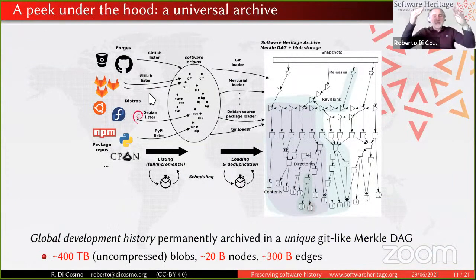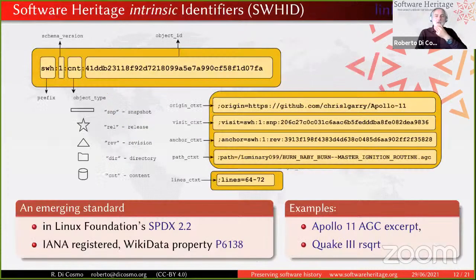By the way we build this graph, which uses deduplication and cryptographic signatures of all the components inside, following the Merkle construction, we are actually able to associate to every single component in the graph, every node in the graph, a file, a directory, a revision, a release, an intrinsic identifier, which is now called the software hash identifier, that can actually be rebuilt by everybody independently once you have a copy of the object. So it allows you to check the integrity of this object and actually verify it by yourself.